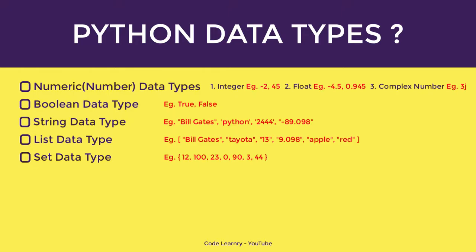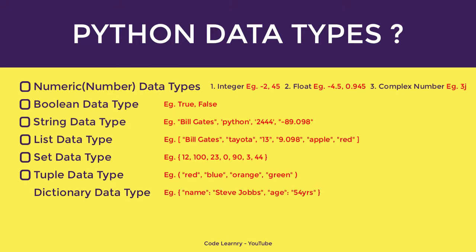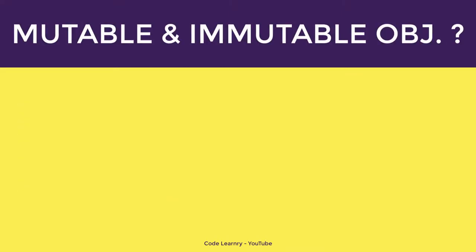Now, a set is defined by values separated by commas and enclosed in curly brackets. A tuple is an ordered collection of one or more data items of the same or different kinds put in parentheses. A dictionary is an unordered collection of data arranged in a key value pair form and enclosed in curly brackets. So now let's talk about mutable and immutable objects.